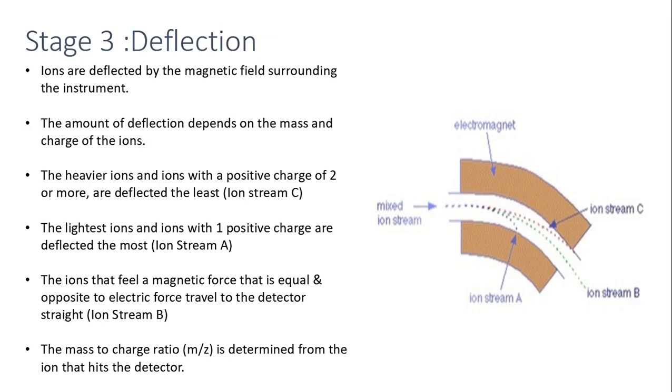And the mass to charge ratio m/z is determined from the ion that hits the detector. So you can see the right side image and correlate with the writing. So that mixed ion stream is there, ion stream A, ion stream B, ion stream C, and there is an electromagnet shown in the image. So this is the stage of deflection.